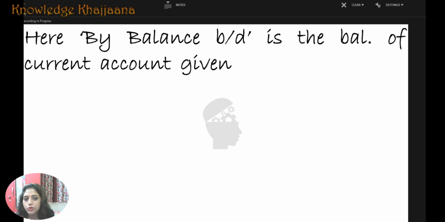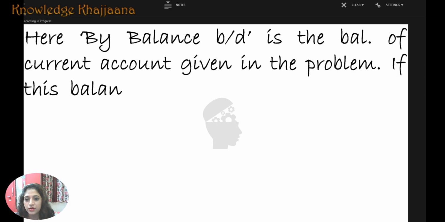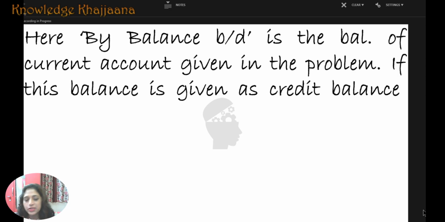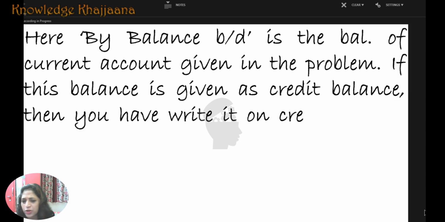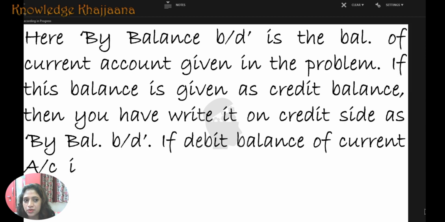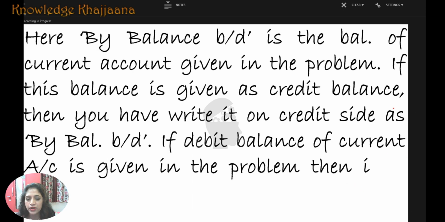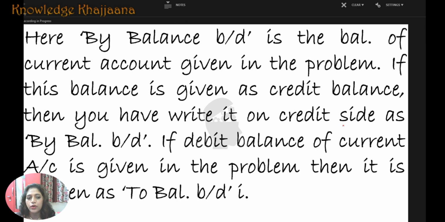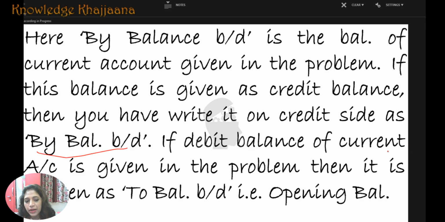Here, by balance brought down is the balance of the current account given in the problem. If this balance is given as a credit balance, you simply write it on the credit side, as by balance brought down. If a debit balance of the current account is given in the problem, then it is written as to balance brought down, the opening balance, on the debit side.